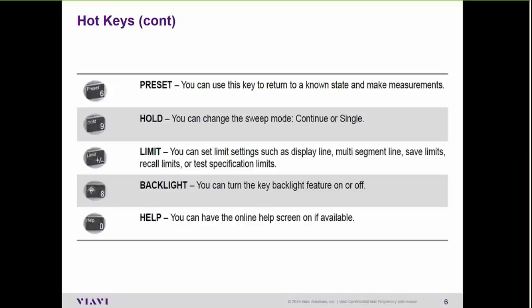You can also select the number 9 hold key and go from continuous measurements to single measurements. So it basically freezes the screen once you hit the hold key, and hitting it a second time lets the measurements run real time again. And so if you want to stop a measurement and look at something more closely, you can hit the hold key and be able to do that. We also have a number, well, it's a plus minus key, but it's also the limit key.